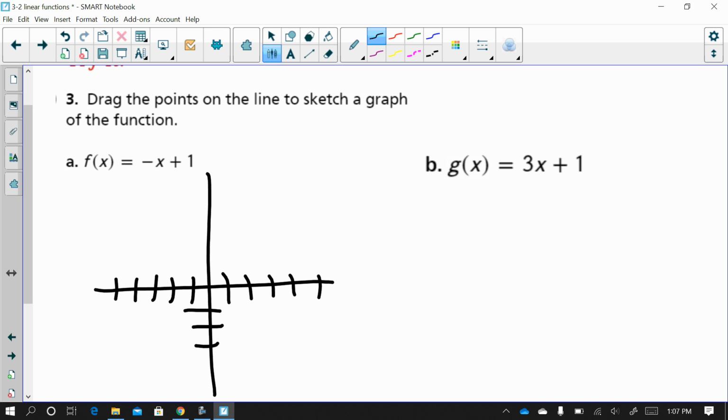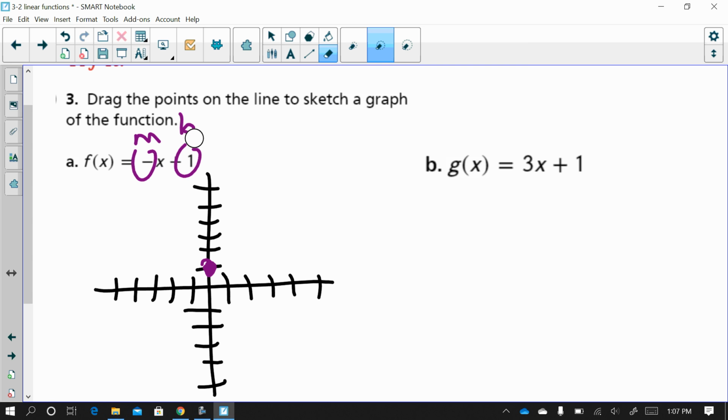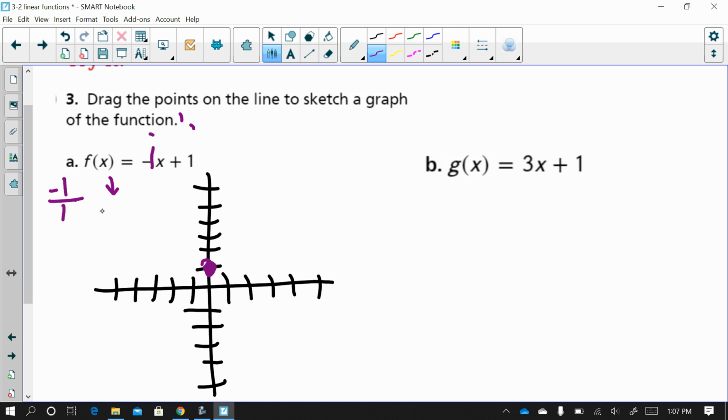Okay, so remember the first thing we need to do is find our slope and our y-intercept. Remember, this is your y-intercept, and your number in front of the x is your slope. So my y-intercept is 1, so I'm going to start there. My slope is negative. Remember, you can always make it a 1 there. So that means negative 1 over 1, goes down 1, right 1.